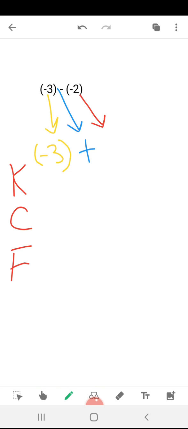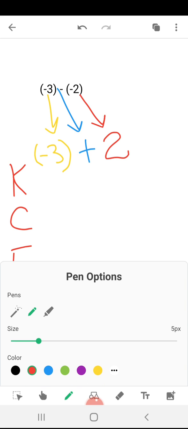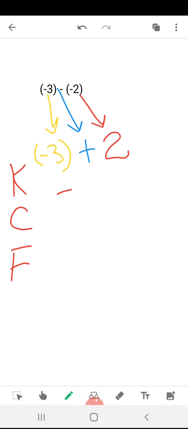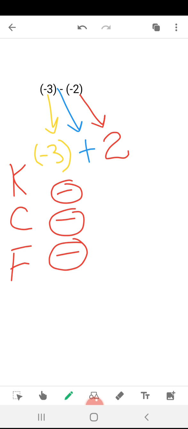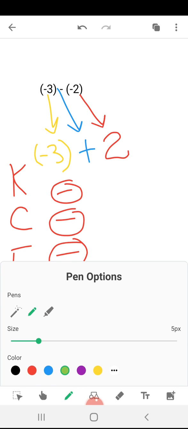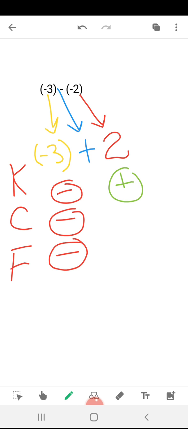What do I mean by flip? If it's a positive, you change it to a negative. And if it's a negative, you change it to a positive. In this case, we have -2, so we're going to change it to a +2. Now we're going to use our chips to assist us. So we're going to represent -3. And then we're going to represent +2.